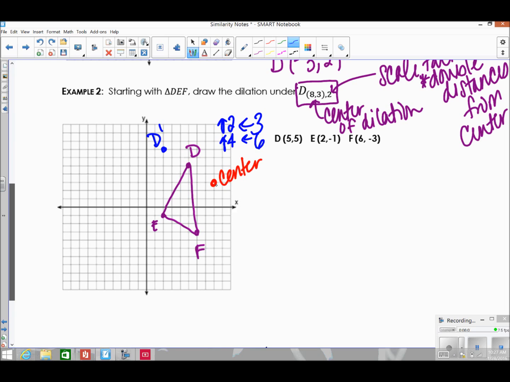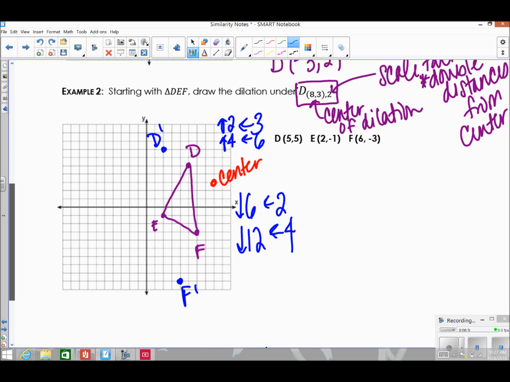And then from the center to get to F, we had to go left 1, 2, then down 1, 2, 3, 4, 5, 6. So you could repeat that. 1, 2, down 6, 1, 2, 3, 4, 5, 6. So again, doubling the distance, or you can just say, okay, went down 6, left 2, which tells me I'm doubling that. Down 12, left 4.